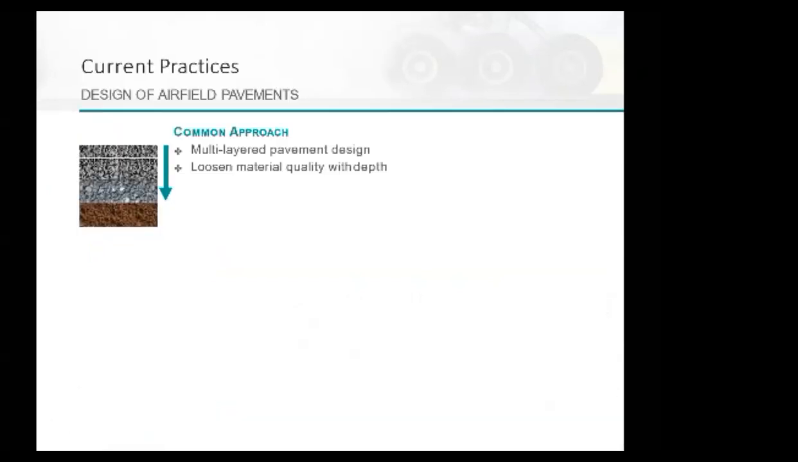Now, the common approach to designing pavements is that you put your best, highest quality material at the surface, because that's where the highest stresses are. And as you go down, you tend to loosen the material quality with depth. You put cheaper material as you go down. So you end up with a very stiff, well-performing mix at the top, polymer modified, an SMA and what have you, but the quality doesn't match that when we're talking about intermediate and base layers.